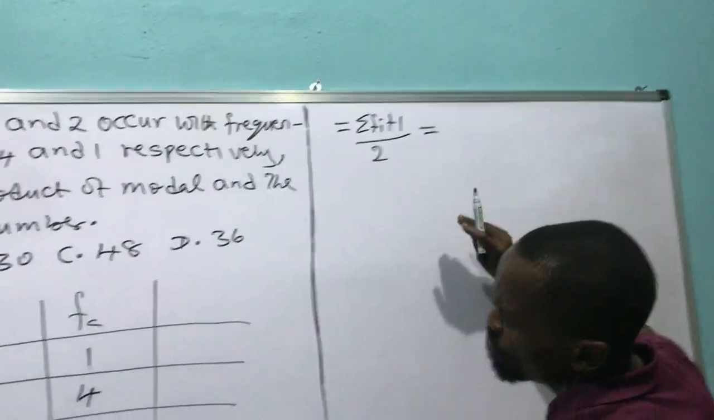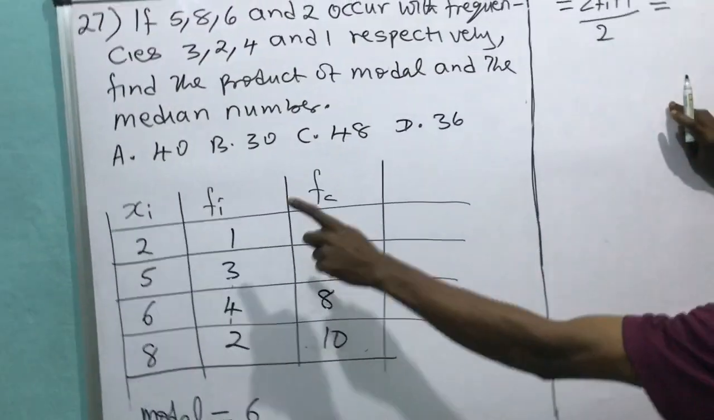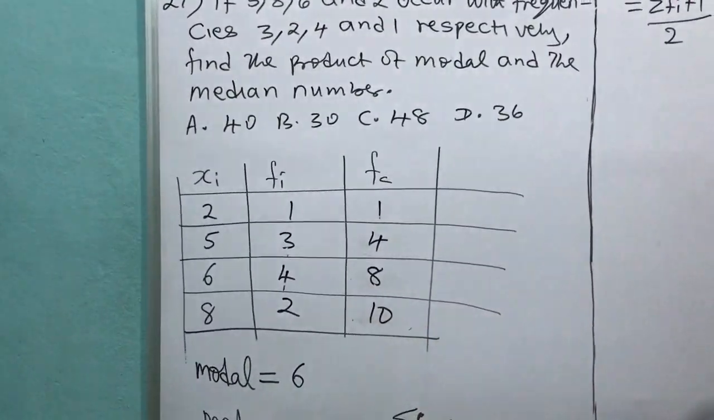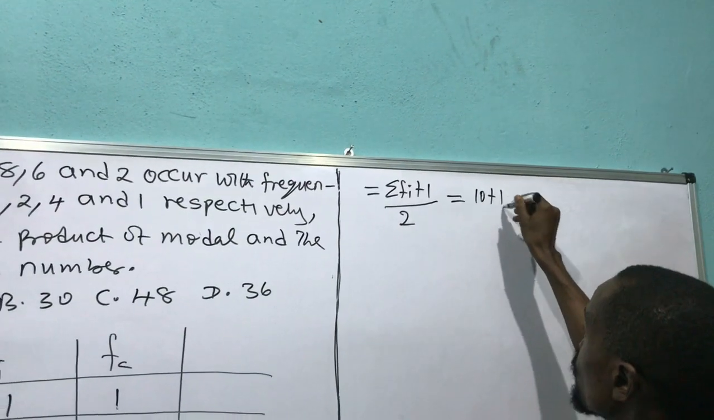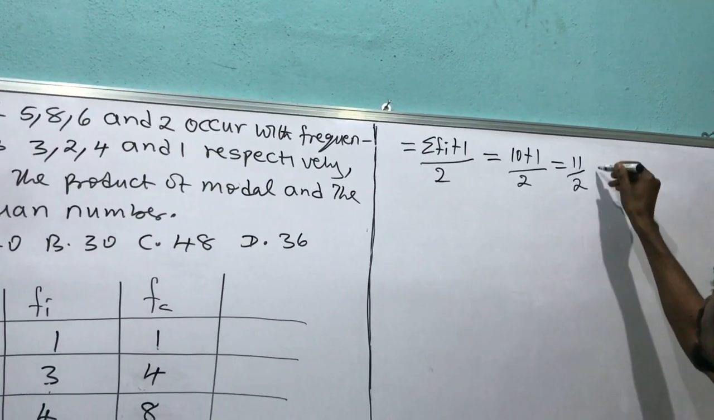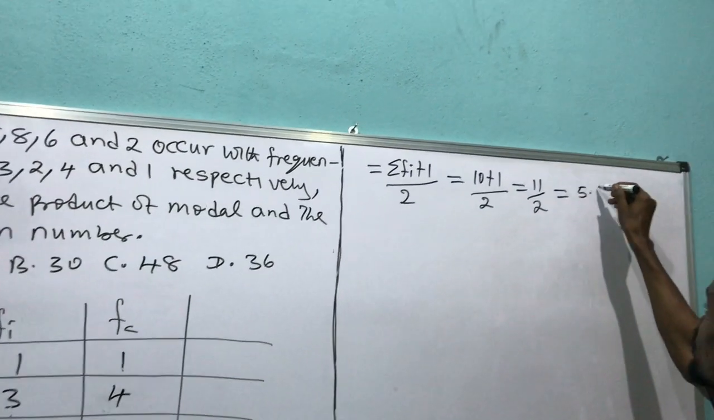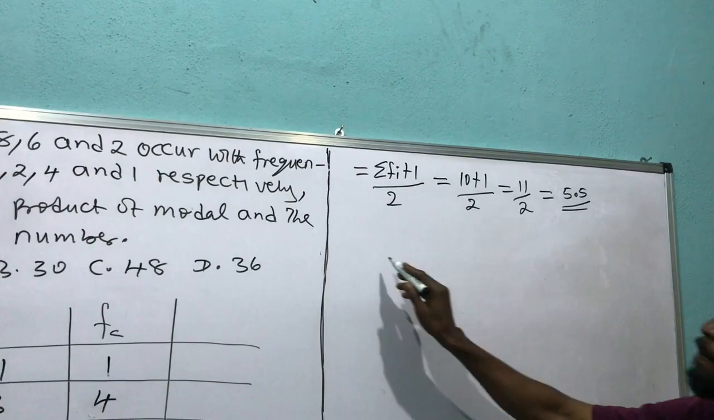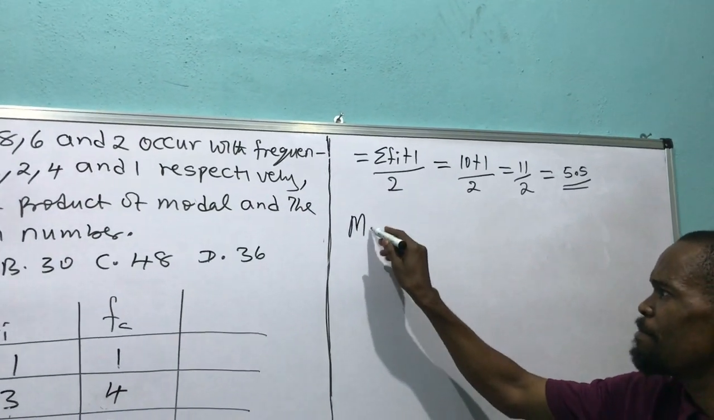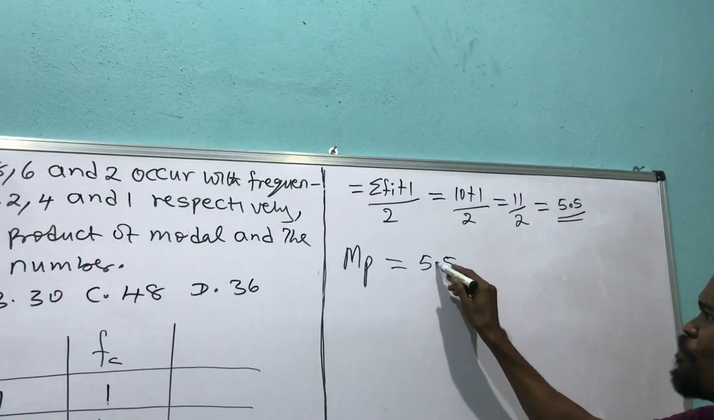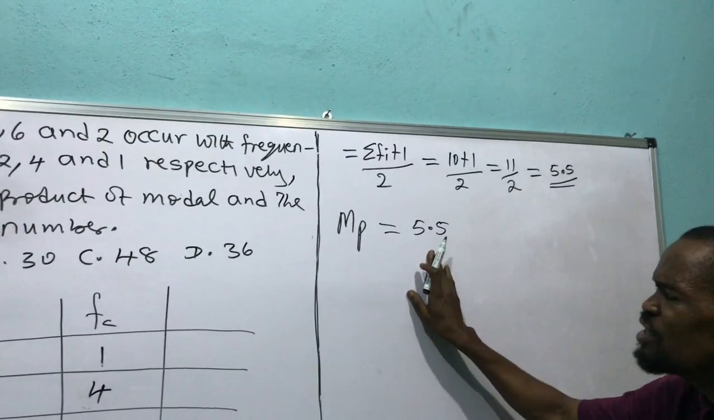Come over here. Summation of my frequency is 10. Total frequency here is 10. Check it. 1 plus this, 4 plus this, 8 plus this, 10. That means 10 plus what? 1 divided by what? 2. That gives me 11 all over what? 2. And that gives me what? 5.5. That's 5.5. Do you get what I'm saying? Now my median position, we call it MP, is equal to what? 5.5. That's my median position. My median position is 5.5.